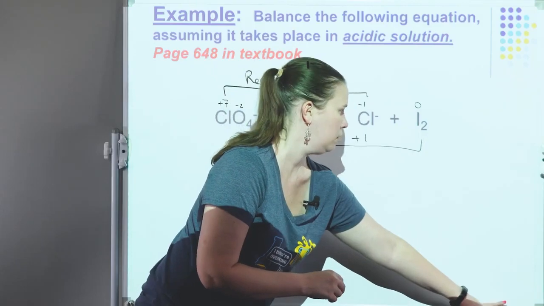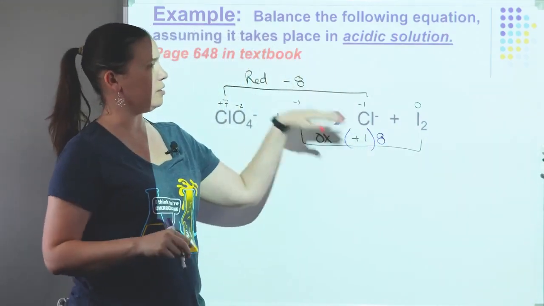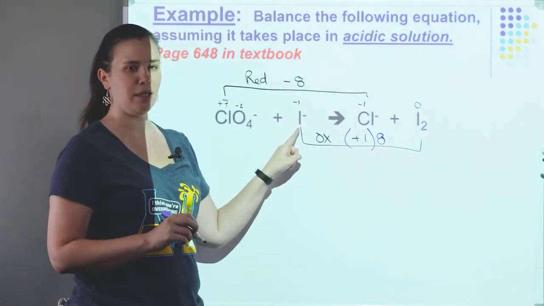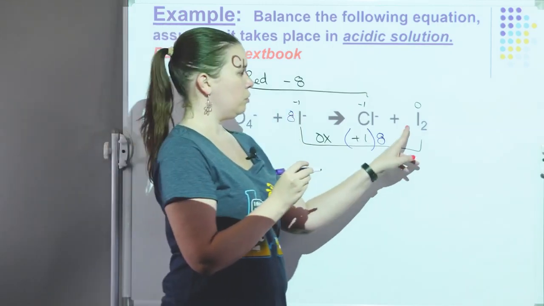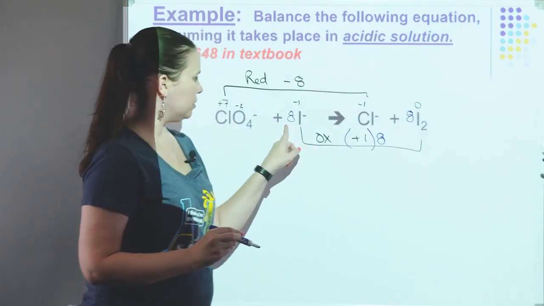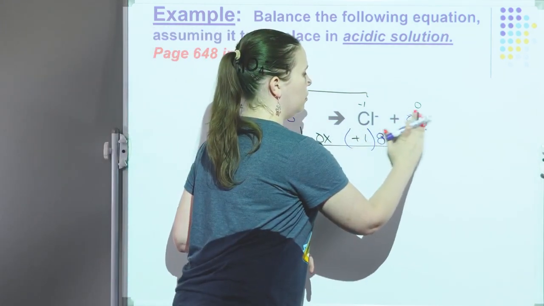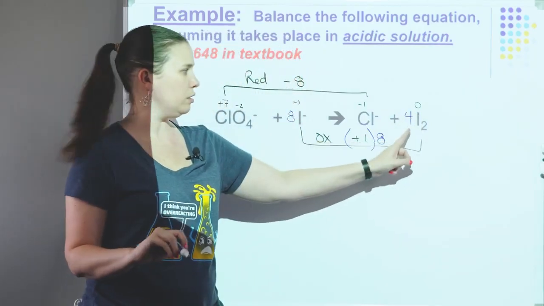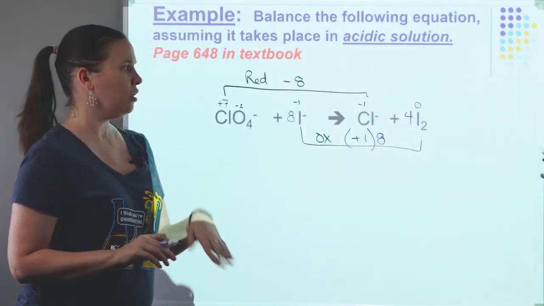Let me use a different color. So I'm going to multiply 1 by 8 in order to get the oxidation change to be the same, meaning that I need 8 times the iodide ions. So I'm going to put an 8 here, but would you put an 8 over here as well? Would this ever balance? 8 single iodide ions and 8 diatomic iodine molecules. That does not make sense. You would actually just use a 4 over there because we want a total of 8 iodine atoms, and since they come in pairs on the product side, we only need 4.